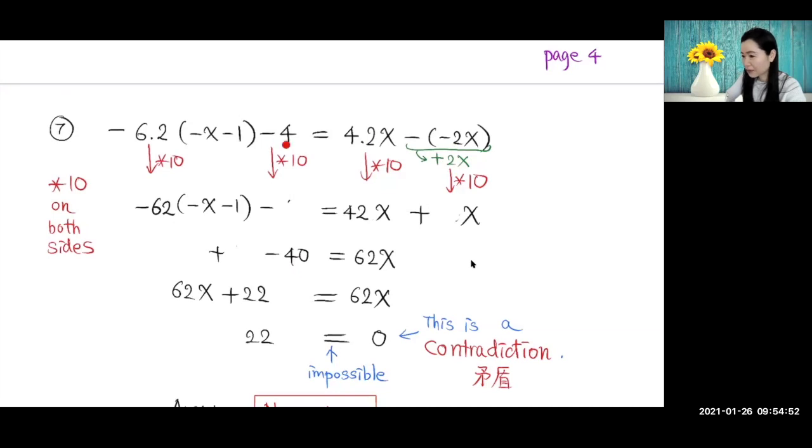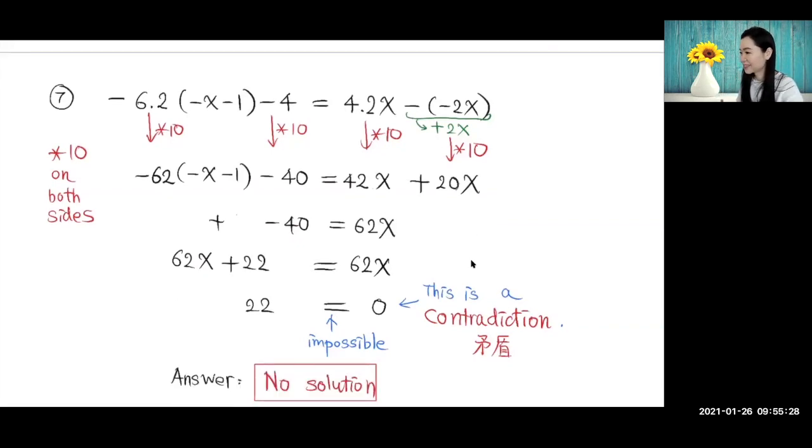So negative 4 times 10 will be negative 40, right? Now over here, minus 2x is the same as adding 2x. So you will go ahead and rewrite this as adding 2x first, and then multiply the 2x by 10. 2x times 10 will be 20x. So you have 20x over here.